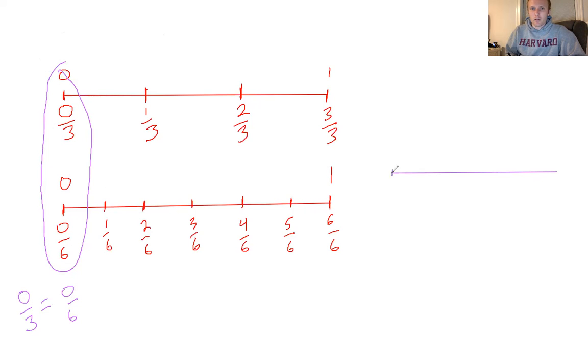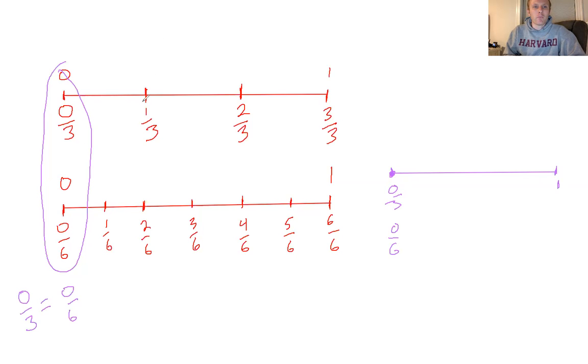Let's show you what this would look like on the same number line. We have 0, we have 1. I could label this 0/3. I could also label it 0/6. They both take up this exact spot right there. That's really messy handwriting, sorry guys.